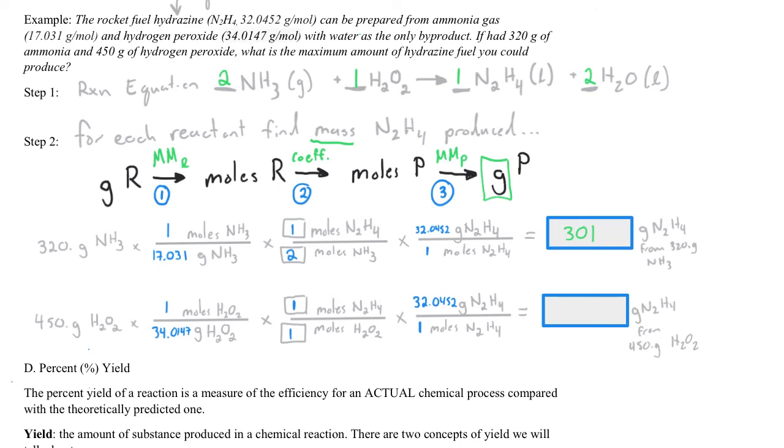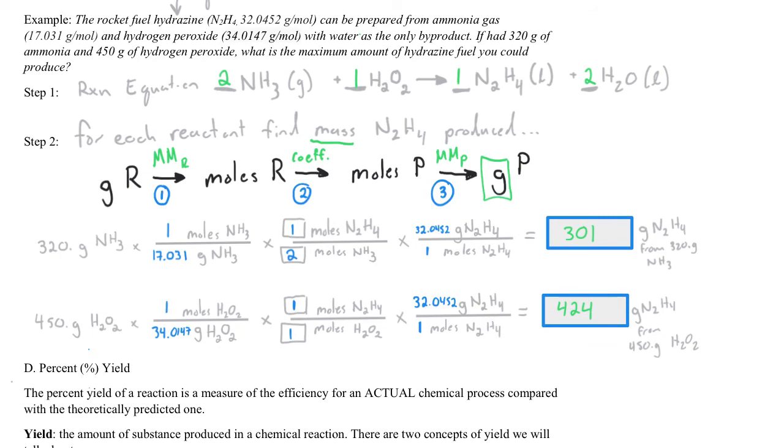Now, if you work through the calculation, you will calculate 423.94 grams of hydrazine produced from 450 grams of hydrogen peroxide. We only have three significant figures, so we end up rounding that to 424 grams.